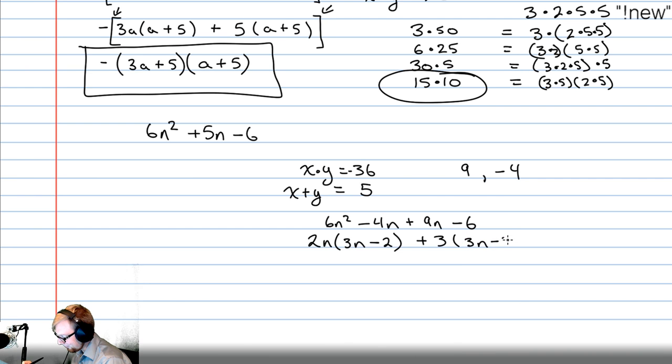Okay. And then for the second factor, I have 3 times 3. Okay, never mind. I just kept forgetting to write things down. On the first one, I forgot to divide, and on the second one, I forgot to write the 3. 2n plus 3 is factor number 1. Factor number 2 is 3 minus 2. Alrighty, so the answer to number 17 is 2n plus 3.